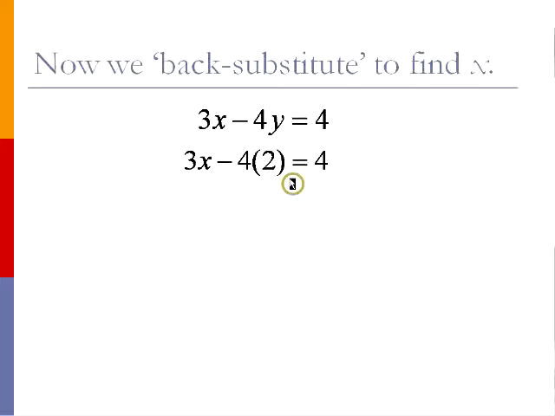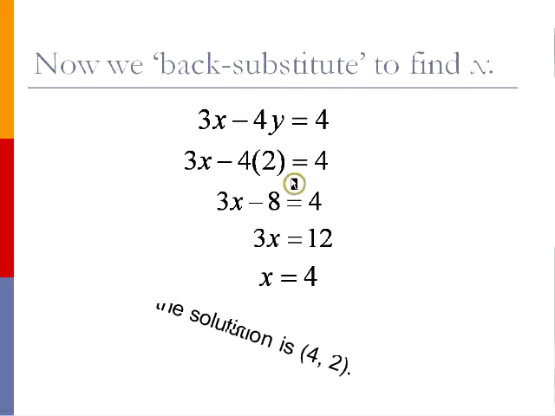So we have 3x minus 4 times 2 equals 4. Multiplying 4 times 2, we have 8. Adding 8 to both sides, we get 3x equals 12. Dividing both sides by 3, we have x equals 4. And this gives us our final solution of the ordered pair 4, 2.